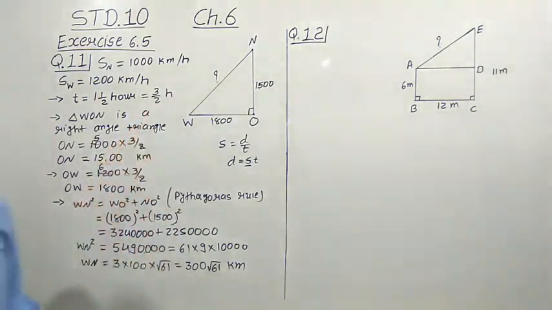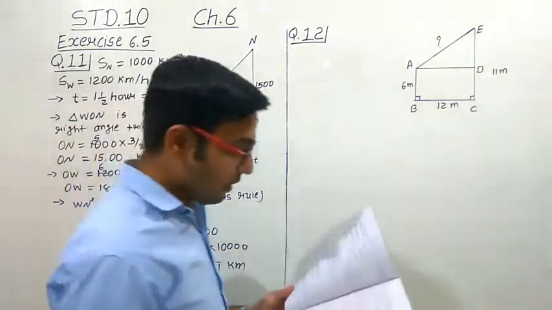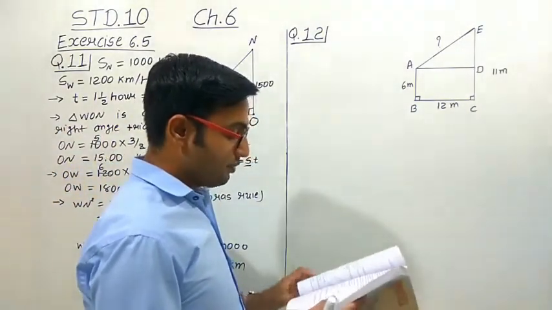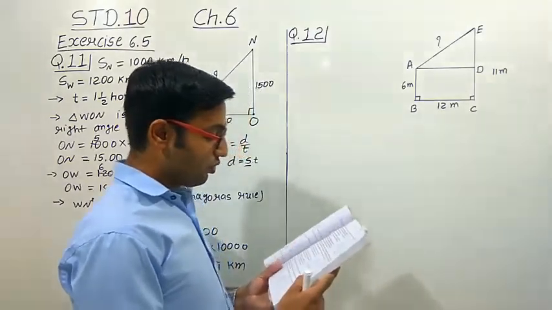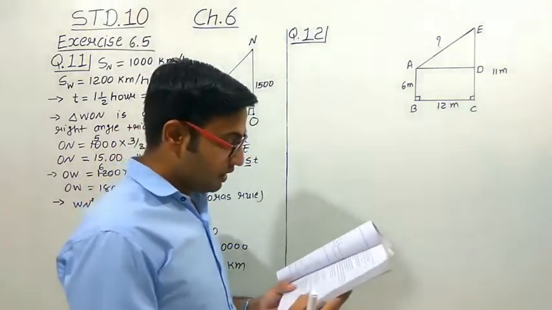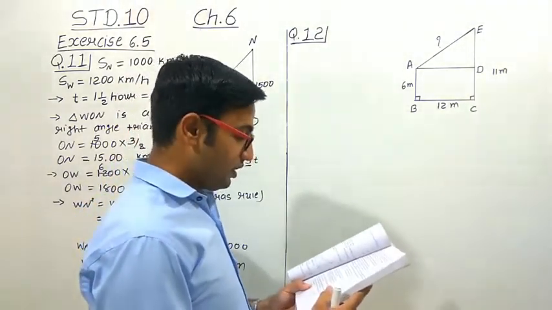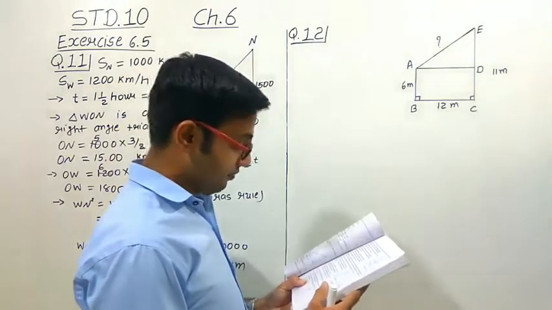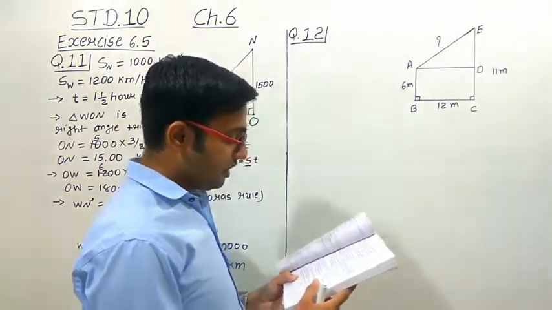Okay, let us study question number 12. The question is: two poles of height 6 meters and 11 meters stand on plain ground. If the distance between the feet of the poles is 12 meters, find the distance between their tops.